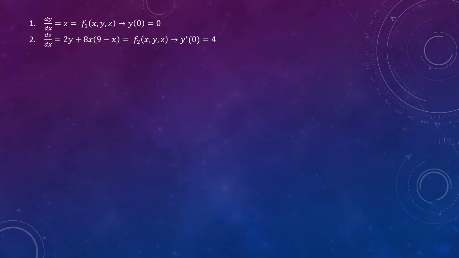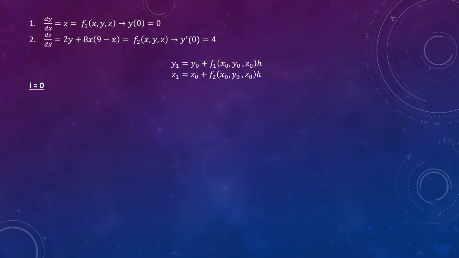Since we have two equations or two functions, we will use two separate formulas. For the first equation, we have y sub 1 is equal to y sub 0 plus the first function multiplied by h. For the second equation, we have z sub 1 is equal to z sub 0 plus the second function multiplied by h. Now we have all the formulas and the functions. We can now proceed to our approximation.